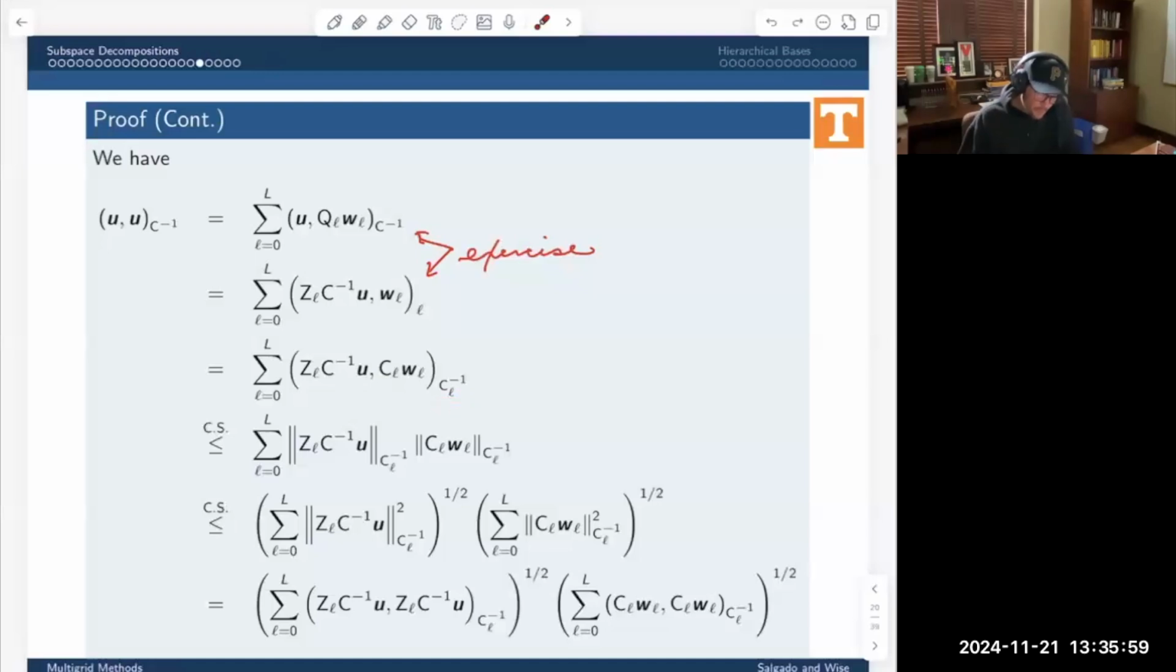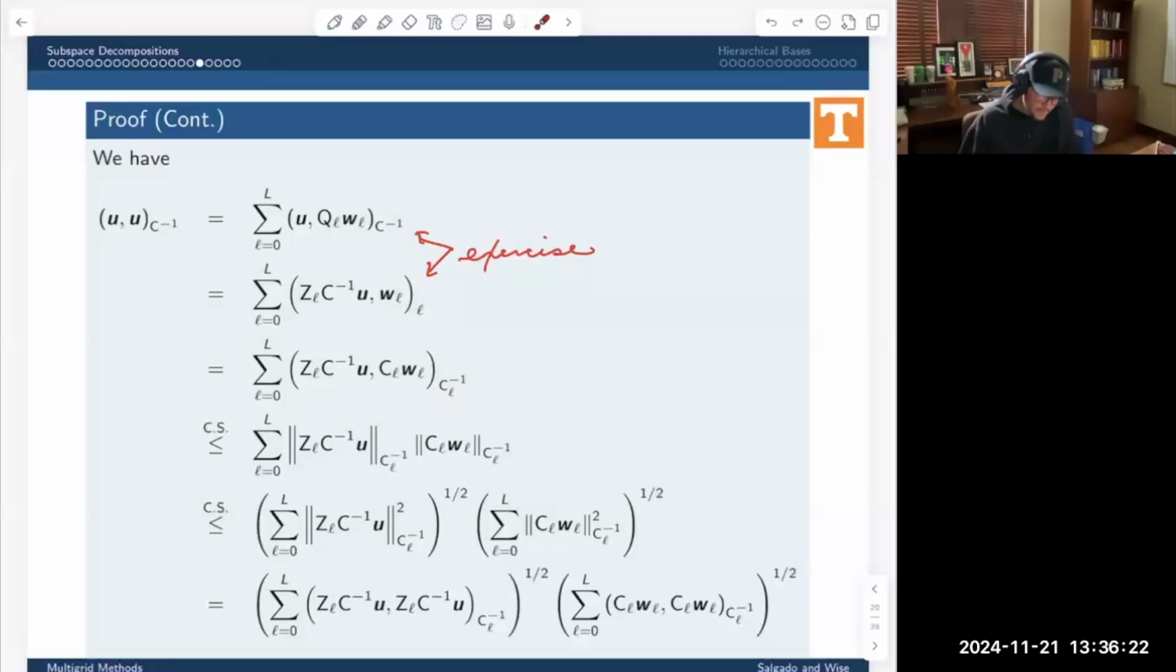Now, once again, I'm working in the CL inverse inner product, and that's a bona fide inner product for each L. So I'm going to use the Cauchy-Schwarz inequality, just like I did before. I'll break this into the product of two inner products. Okay, so that's the Cauchy-Schwarz for an inner product.